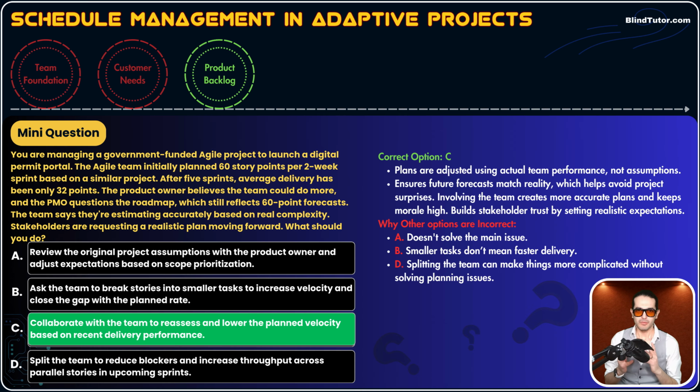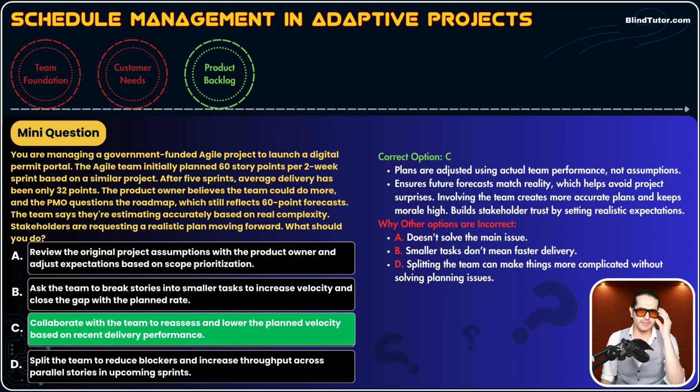So guys, planned velocity means, go and adjust the velocity that you used when developing the product roadmap. You're collaborating with the team, and you're saying, okay team, are we all agreed that our sustainable pace, our average pace, is 32 points? Yes. Okay, then let's adjust the velocity we use for the product roadmap, and let's give stakeholders a new product roadmap.